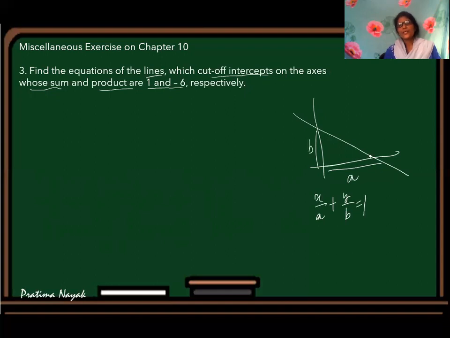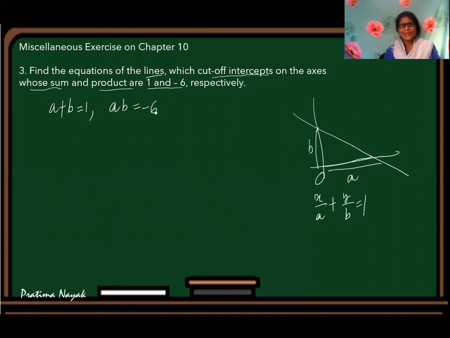X intercept we take as A, y intercept we take as B. But here they are not given directly, their sum is given. That means A plus B is 1 and A multiplies B is minus 6. You have to find the equation, then you will solve it. So A plus B is 1, A into B is minus 6.